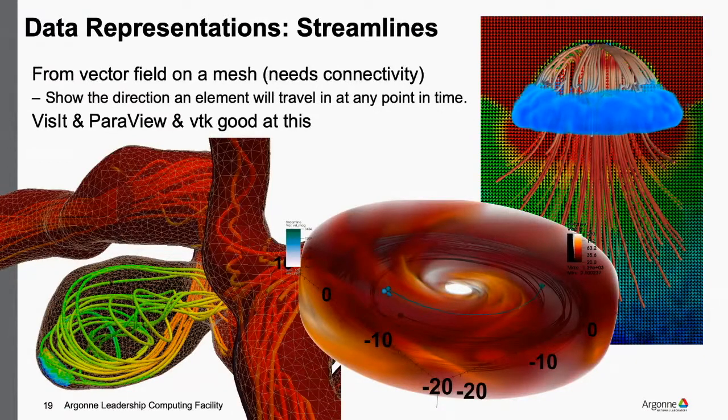There's another representation called path lines, which is more time dependent. In that case, rather than following the path of the data through a single time step, you go from one step to the next, and it can do things like follow the path that a particle takes over time.